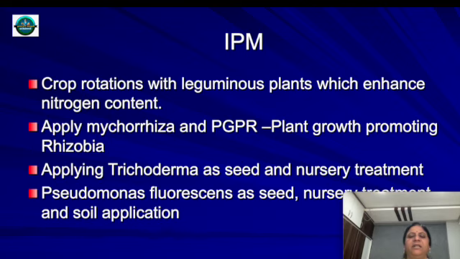Applying Trichoderma as seed and nursery treatment is very important to control diseases like root rot and damping off, such diseases. Pseudomonas fluorescens also as a seed, nursery and soil application, which controls various diseases and gives resistance to the plants against insect pests also, including thrips.